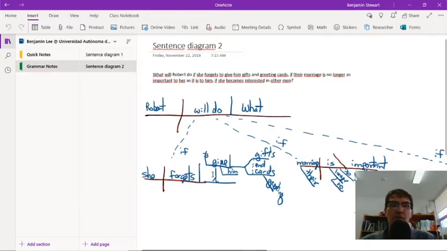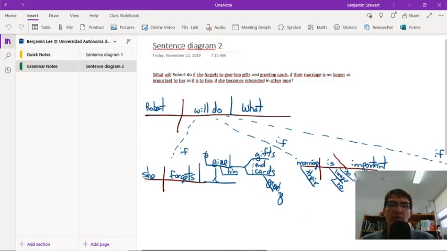So we're going to use a riser to bring this up. So we have the infinitive to give, and then we have an object of the to infinitive. What are we giving? Gifts and greeting cards. Okay, so remember asking the question what will usually provide us some sort of an object. In this case, again, object to the to infinitive. So we have gifts, and then we have greeting cards.